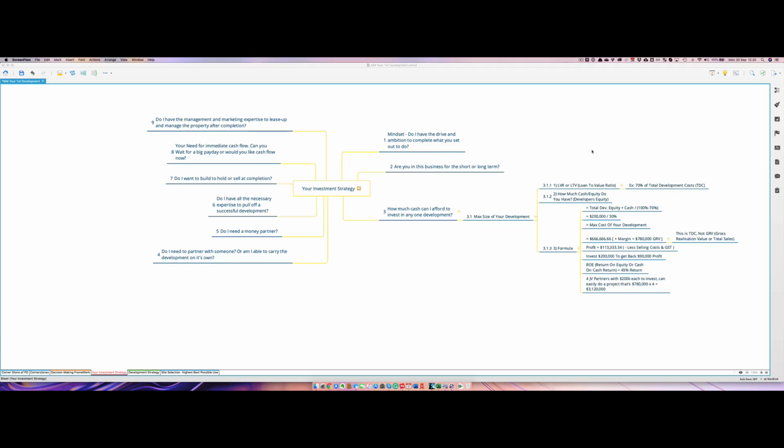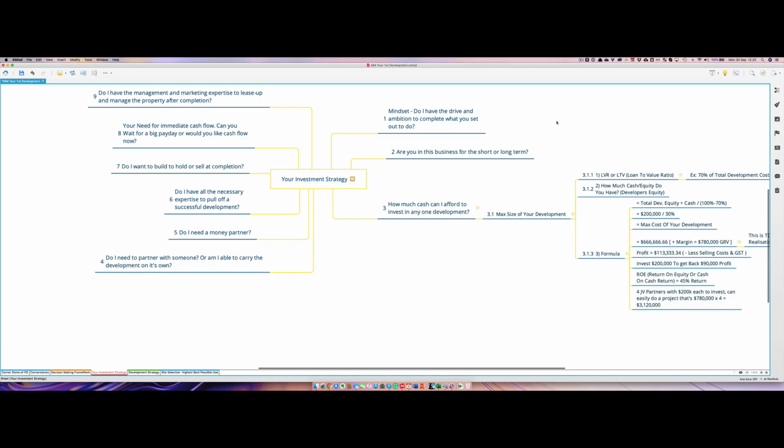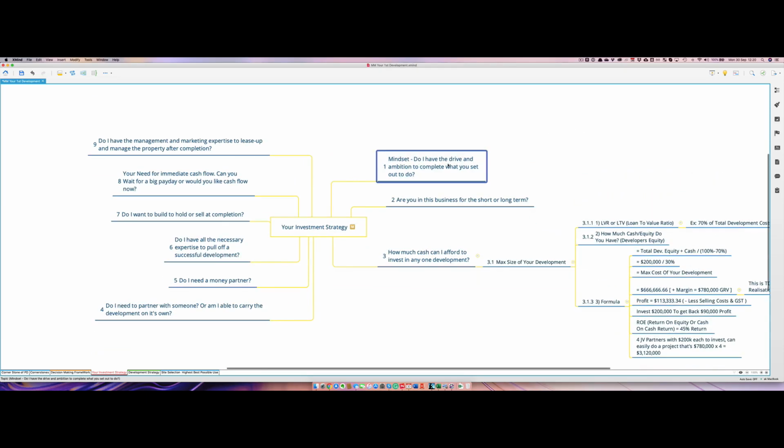Okay, your investment strategy will always depend upon a few things. Number one is your mindset, and if that's not there, you're not going to get anywhere. The reason is that anytime you face challenges and issues, you're going to quit and look for another strategy or another solution. So if you want to get into this, make sure that you have the right mindset.